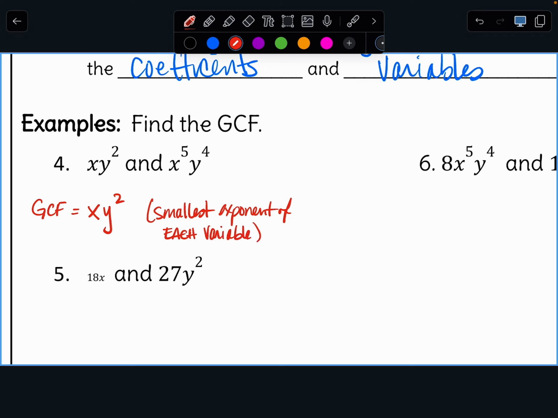So it's the smallest exponent of each variable. If I break it down, this is x times y, and this is y. You can see that I have at least one x in both, and 2 y's in both. So that's where that comes from.